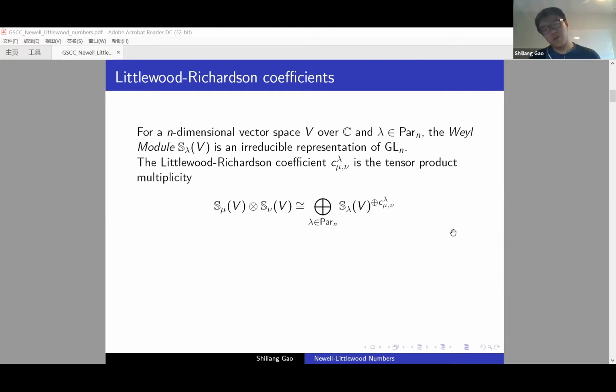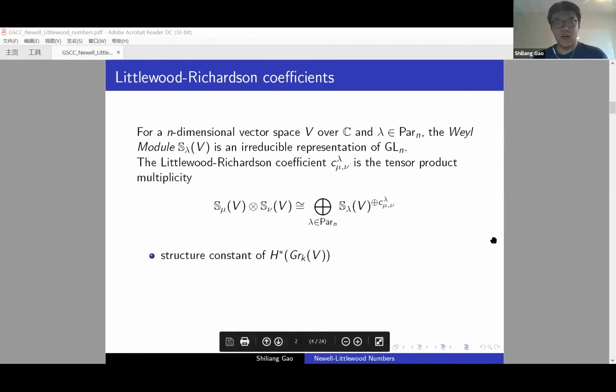These LR coefficients also appear in other settings, including geometry, where they are the structure constants of the cohomology ring of the Grassmannian. If you take the cup product of two Schubert classes and decompose, the coefficient is given by these LR coefficients. A more geometric interpretation is that these are the intersection numbers of three Schubert varieties inside the Grassmannian.